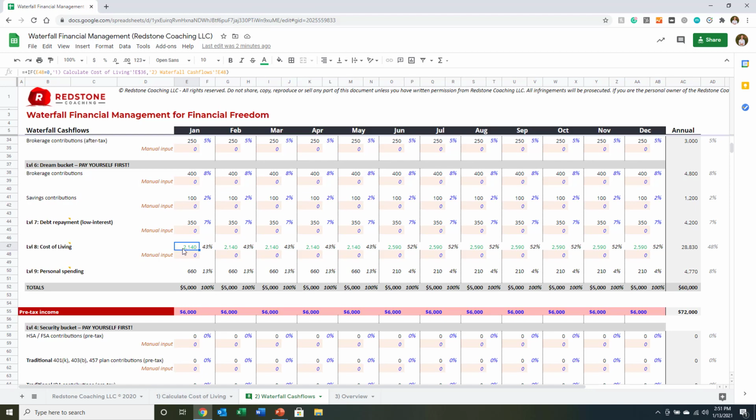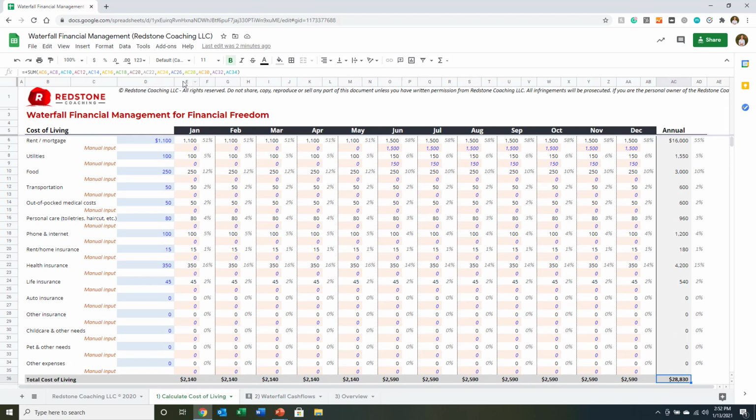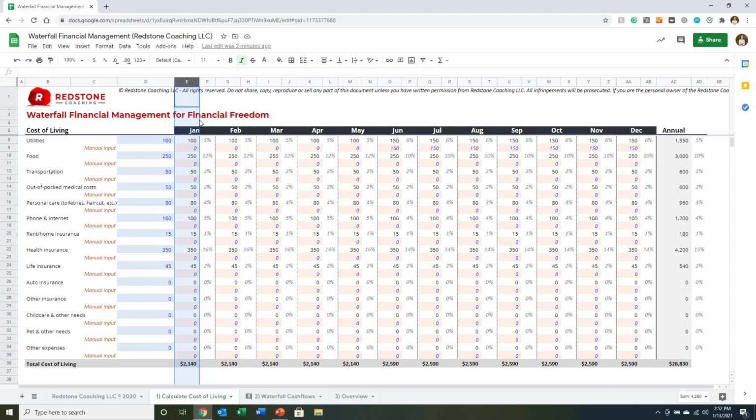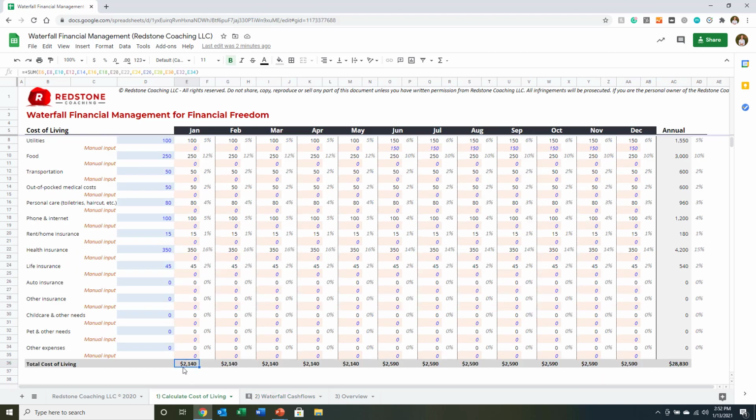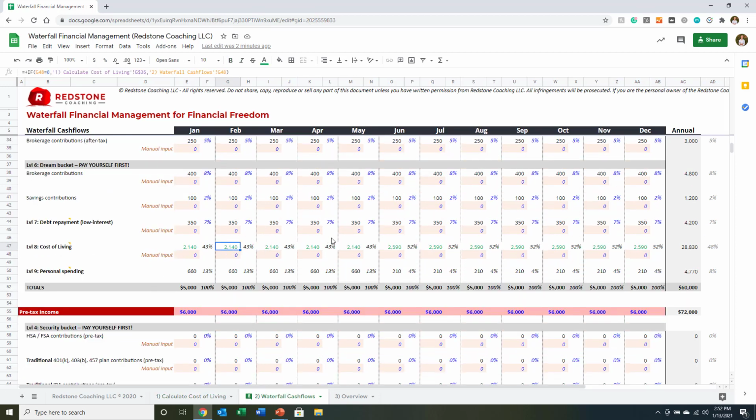So this number, 2,140, is pulling from cell E36 on the calculate cost of living tab. So if we go to column E, and row 36, which is total cost of living. Well, E36 is 2,140. So if we go back to this tab, we know that this January total cost of living, 2,140, is pulling from here. So that's why it's green. And you can see that's pulling for every month.